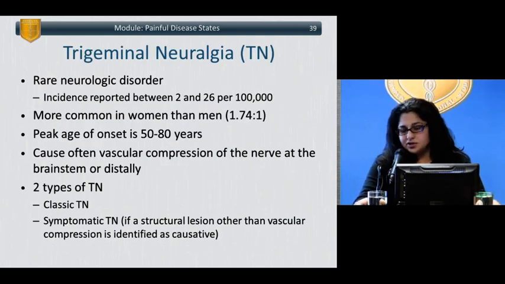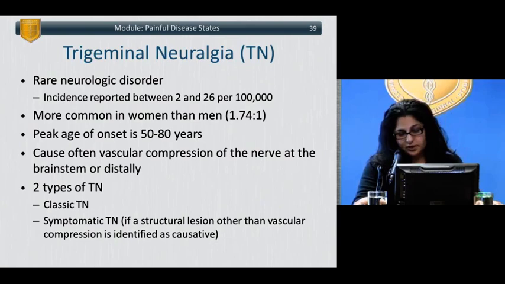So what is trigeminal neuralgia? Well, it is a rare neurological disorder, and the incidence has been reported to be anywhere from 2 to 26 per 100,000. It tends to be more common in females than males. It usually occurs at the age of 50 to 80, and it tends to be caused by a vascular compression of the trigeminal nerve at the level of the brainstem or distally to it.